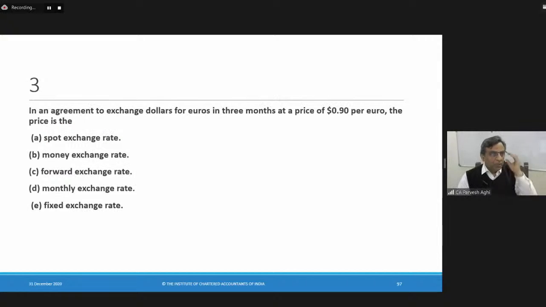Third, in an agreement to exchange dollars for euros in 3 months at a price of $0.90 per euro, the price is a spot exchange rate, money exchange, forward, monthly exchange rate, or fixed exchange rate. So what is this? Is it a spot rate or money rate, forward rate or monthly rate? These are pretty simple ones.